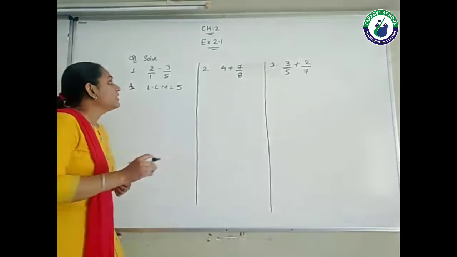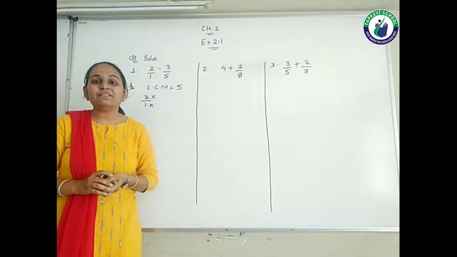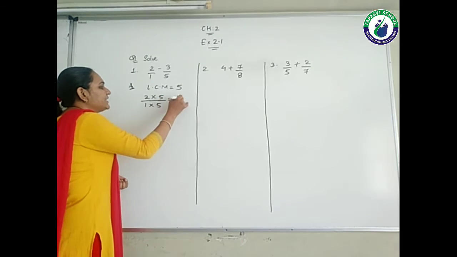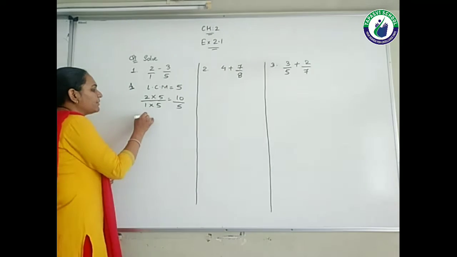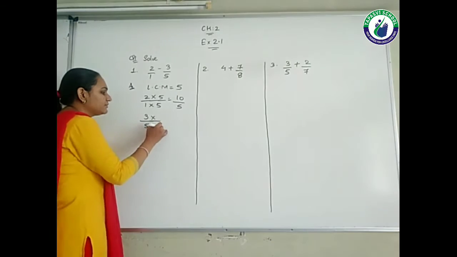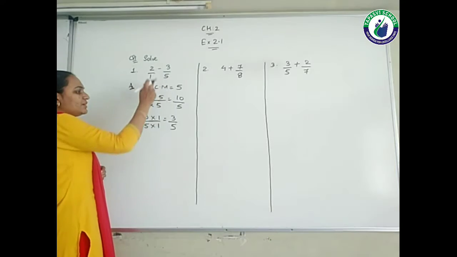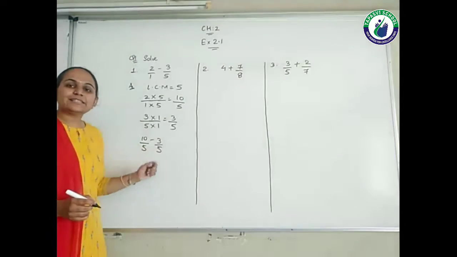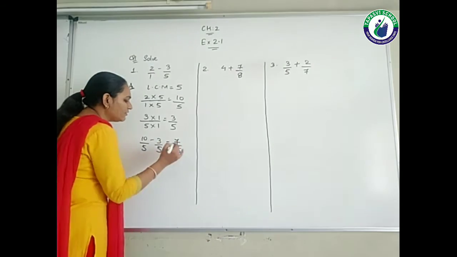Is it clear students? Now 2 upon 1. Which number do I multiply with the 1 to get 5, that is 5. So 2 5s are 10 and 1 5s are 5. Now take the second fraction, that is 3 upon 5. Which number do I multiply with the 5 to get 5, that is 1. Now 10 upon 5 and 3 upon 5, what are we supposed to do? We are supposed to do the subtraction. So 10 minus 3, we have to do the subtraction of the numerators. So we will get 7 upon 5.